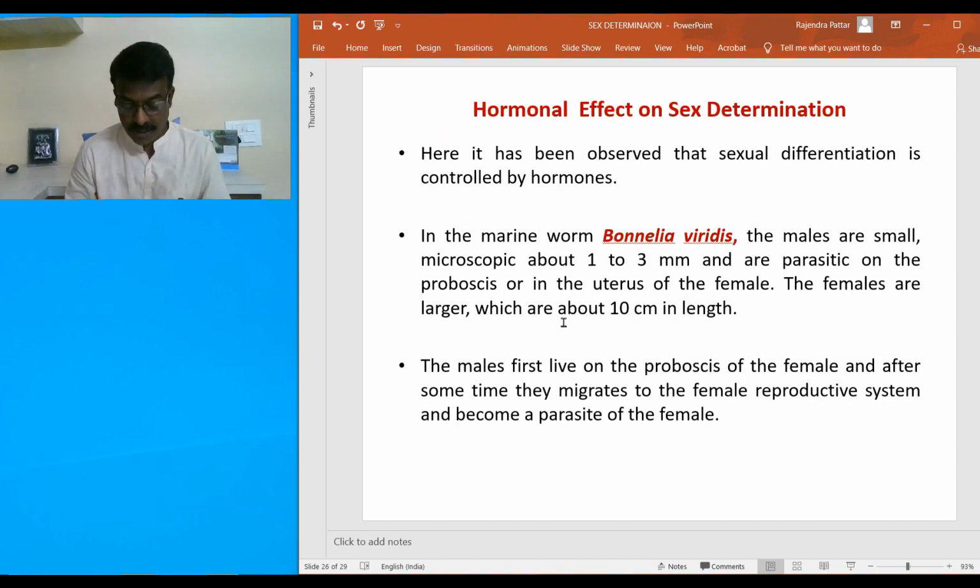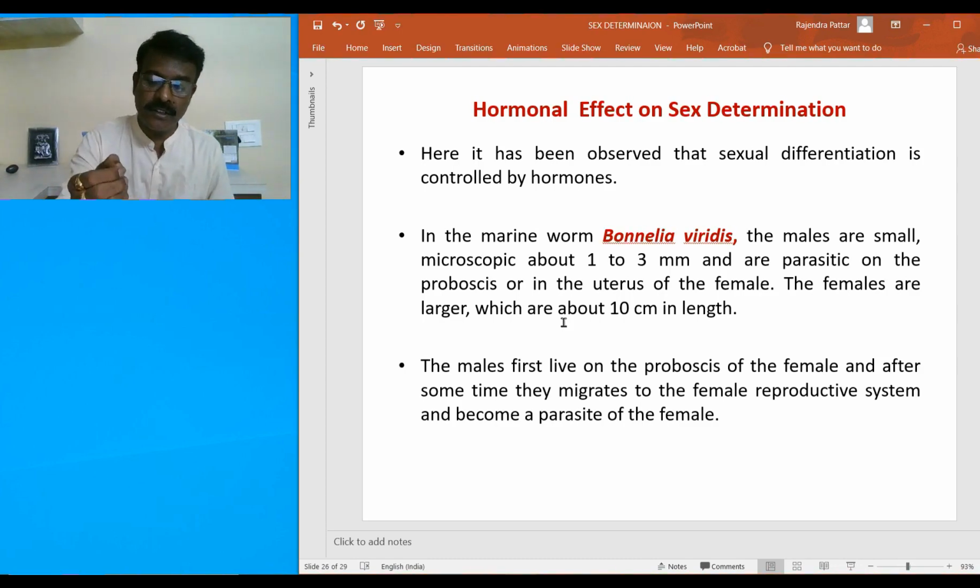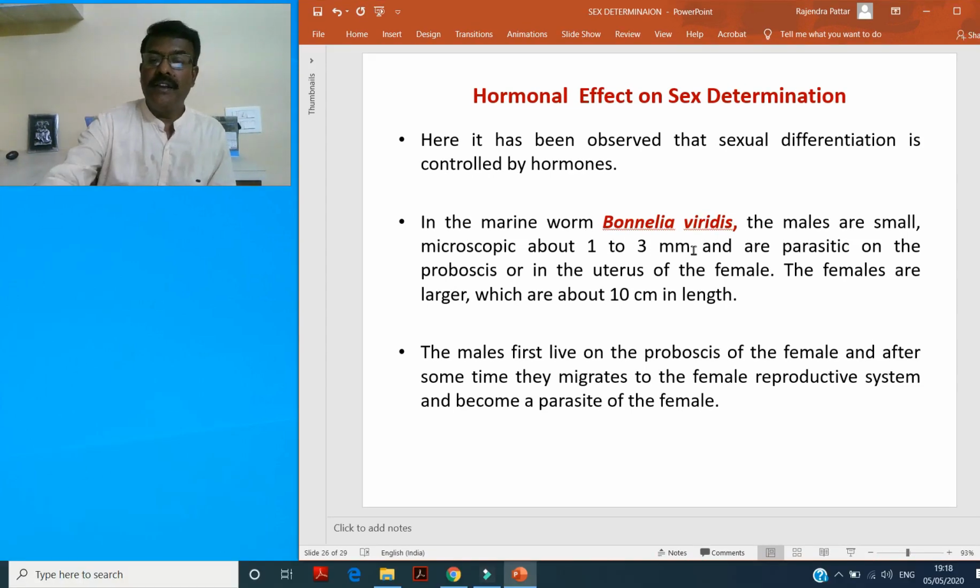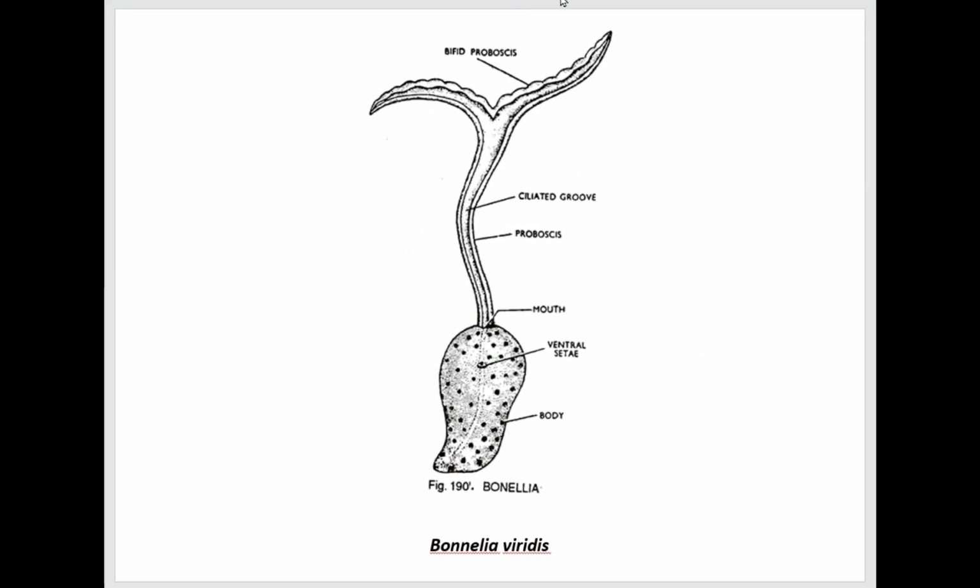Then the next one: there could be determination of sex by the influence of certain hormones in particular species of animals. There is one animal, a marine worm, Bonellia viridis, and here is a diagram. You might have come across this. We refer to it for various other reasons.